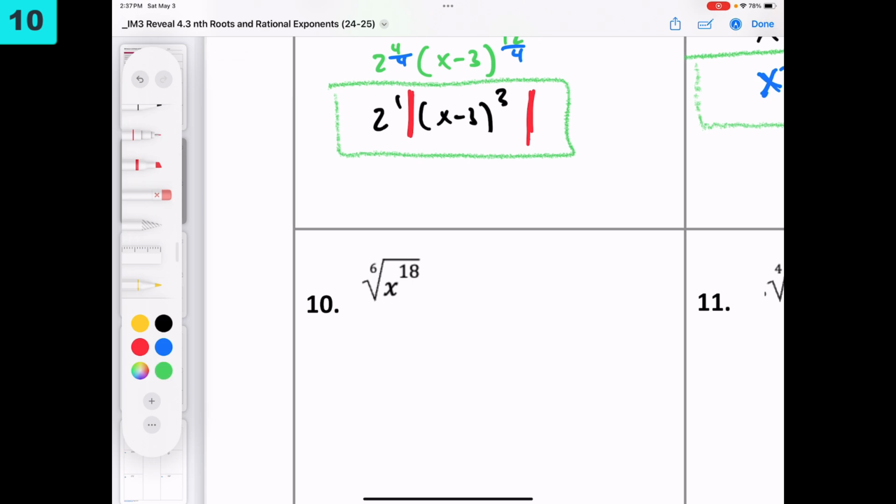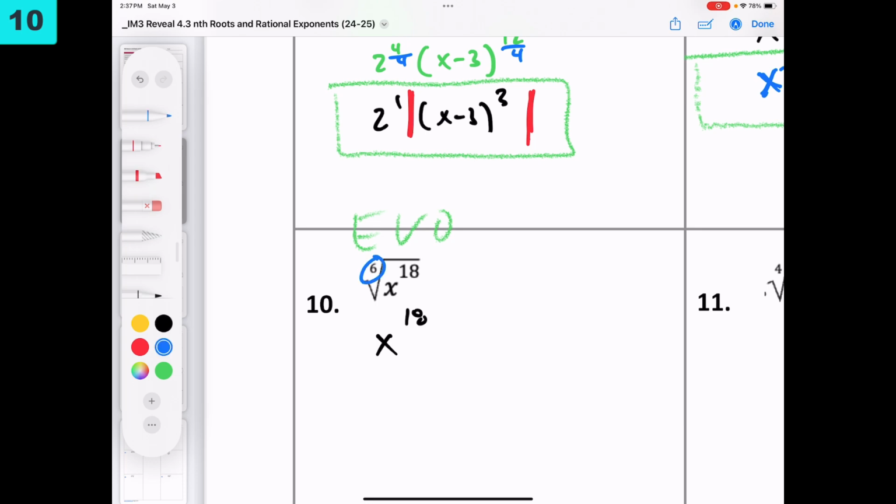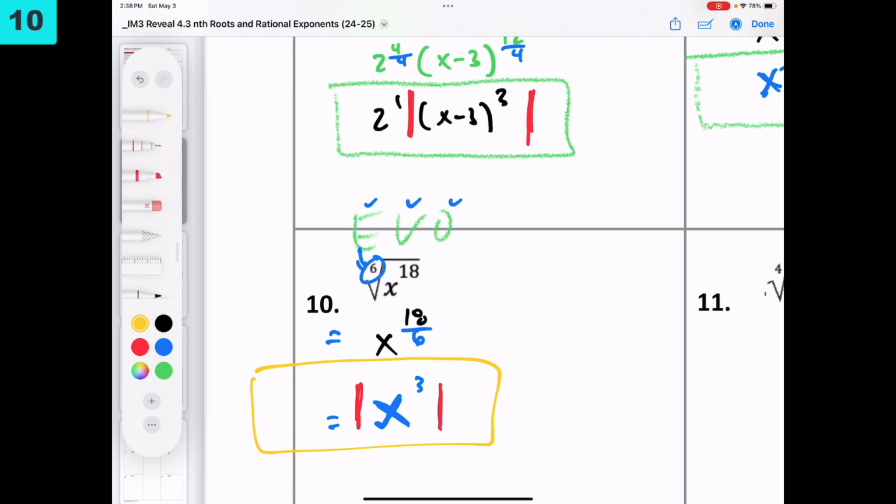Number 10. Let's write this as a rational exponent of x to the 18th power divided by 6. Simplify that, you get x to the 3rd. Is that even right here? Yes. Do we have a variable down here in x? Yes, we do. Is that number an odd? Yes. That basically just means you're going to put that into absolute values. And that'll be our answer.